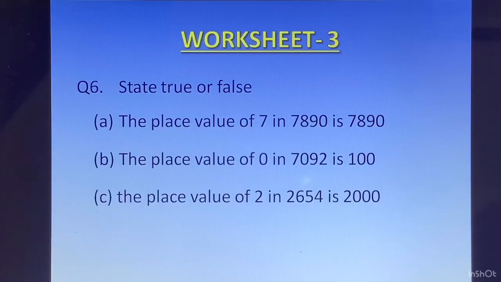Question number 6. State true or false. A part, the place value of 7 in 7890 is 7890. B, the place value of 0 in 7092 is 100. C, the place value of 2 in 2654 is 2000. This brings us to the end of the worksheet. I wish you luck with your worksheet, and until we meet again, stay safe, stay happy.